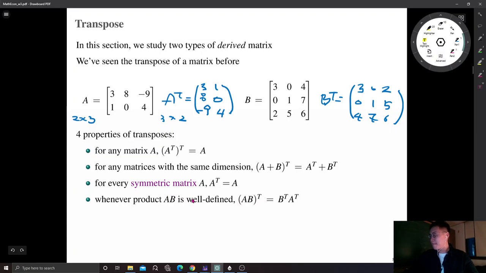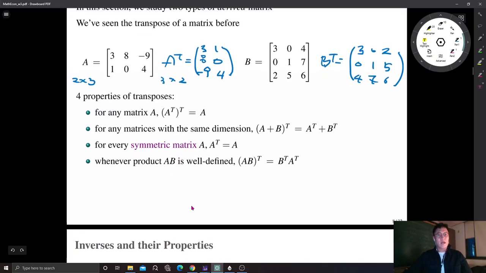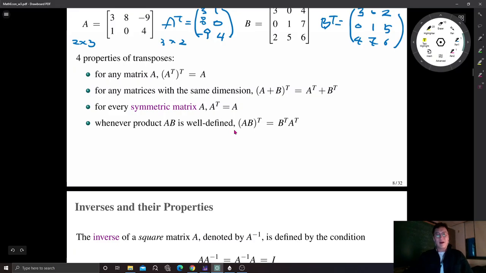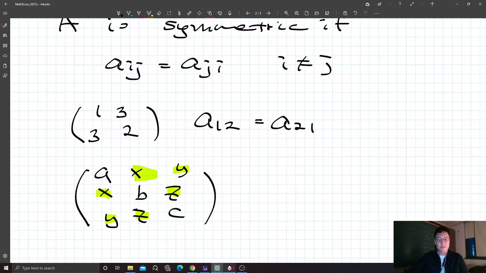And the last one: whenever AB is well defined, so the product is well defined, if we take the transpose of the product, then we're going to get B's transpose times A's transpose. So when we distribute the transpose on the product, we have to reverse the order of the multiplication. This might be non-trivial, so let me prove this.